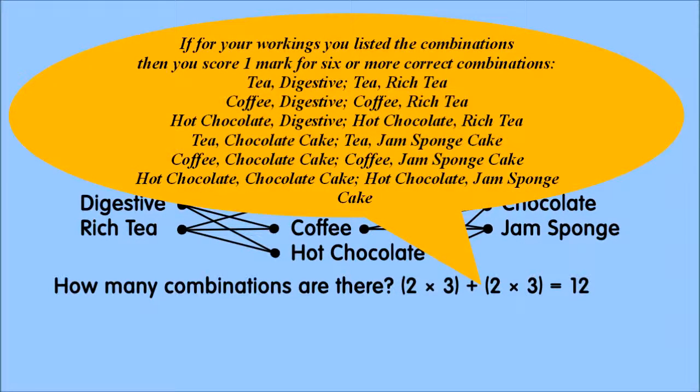If for your workings you listed the combinations, then you score 1 mark for 6 or more correct combinations. Tea digestive, tea rich tea, coffee digestive, coffee rich tea, hot chocolate digestive, hot chocolate rich tea, tea chocolate cake, tea jam sponge cake, coffee chocolate cake, coffee jam sponge cake, hot chocolate chocolate cake, hot chocolate and jam sponge cake.